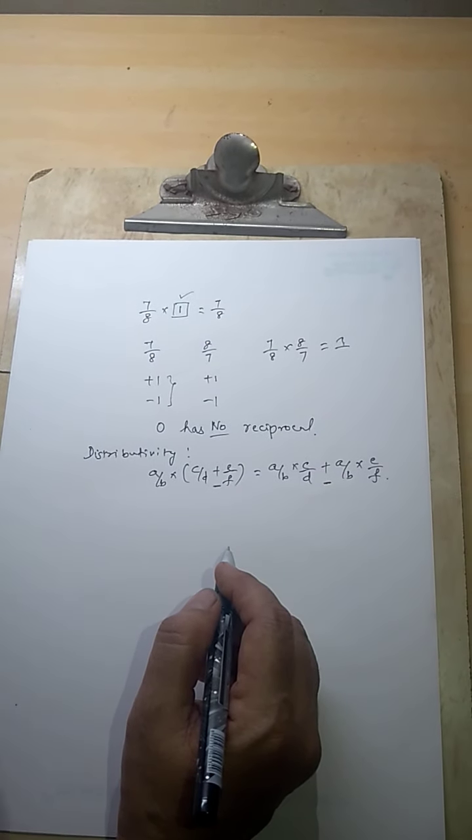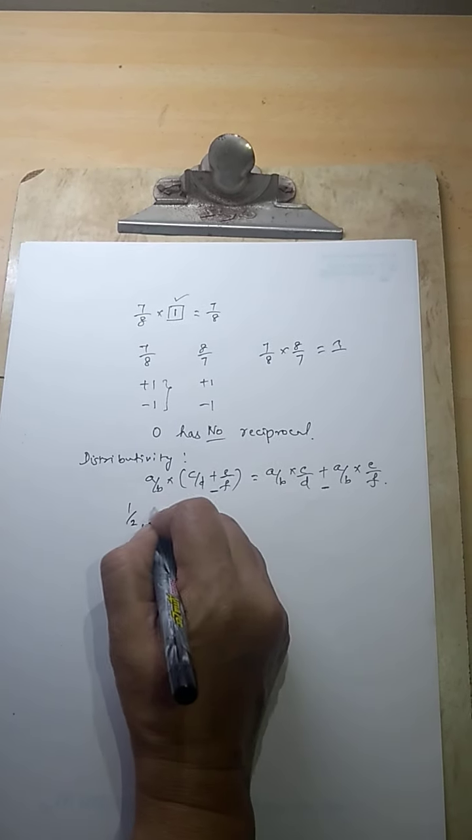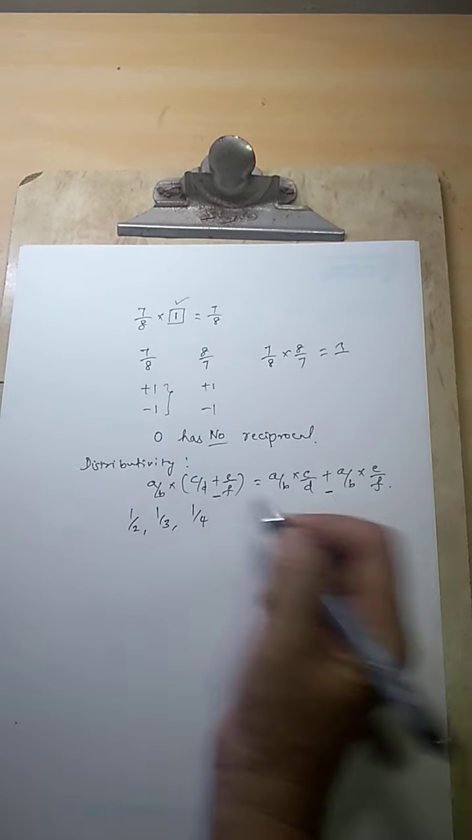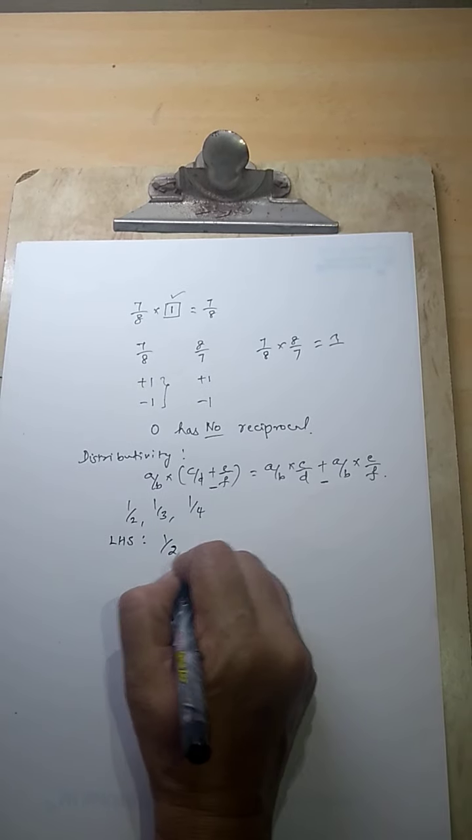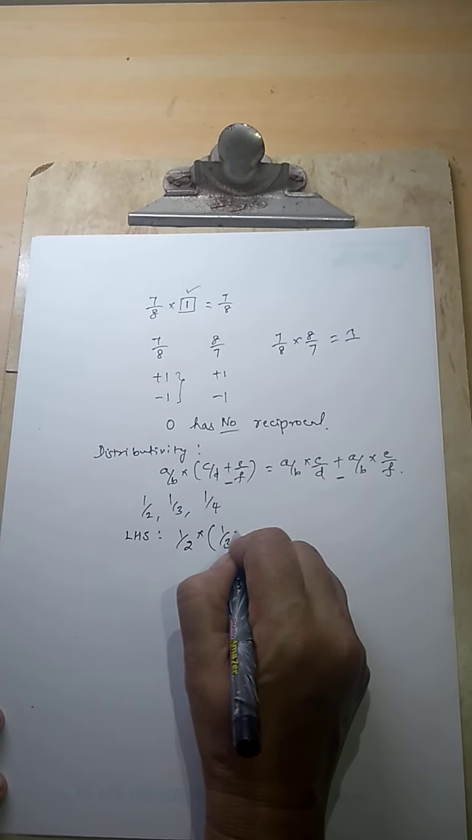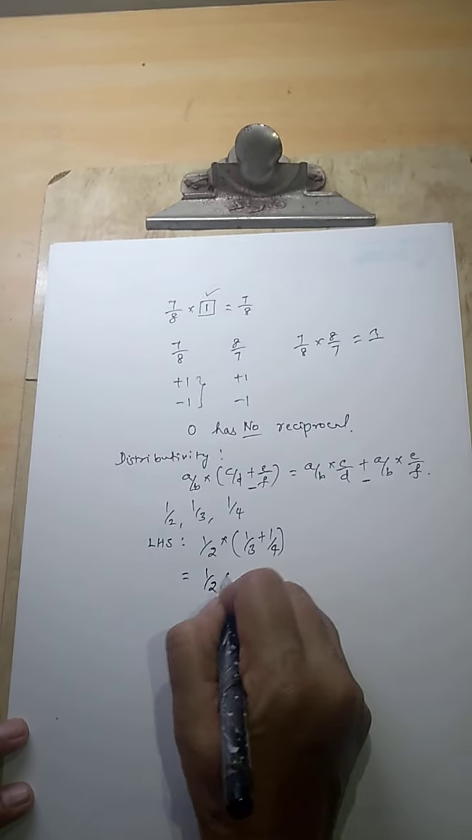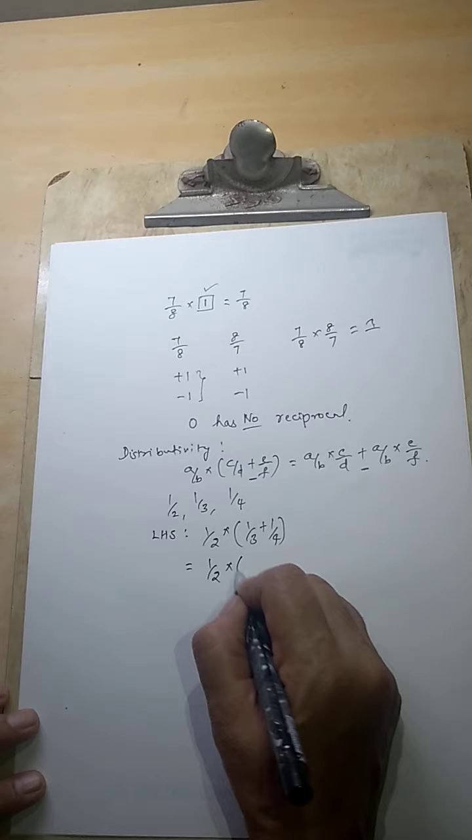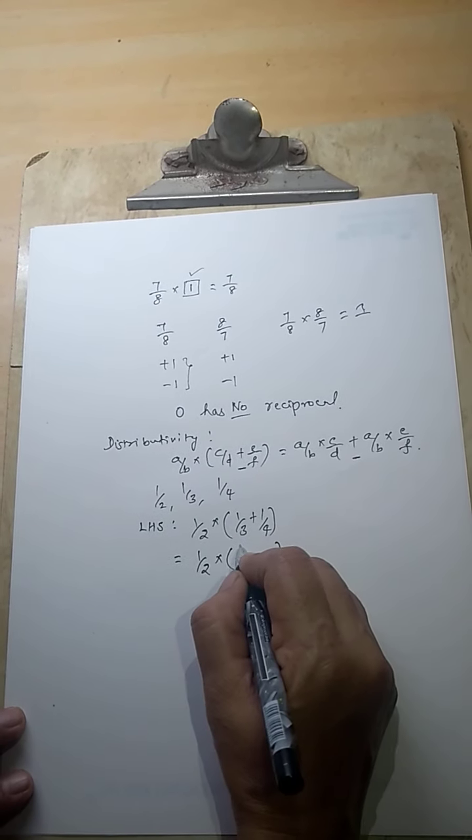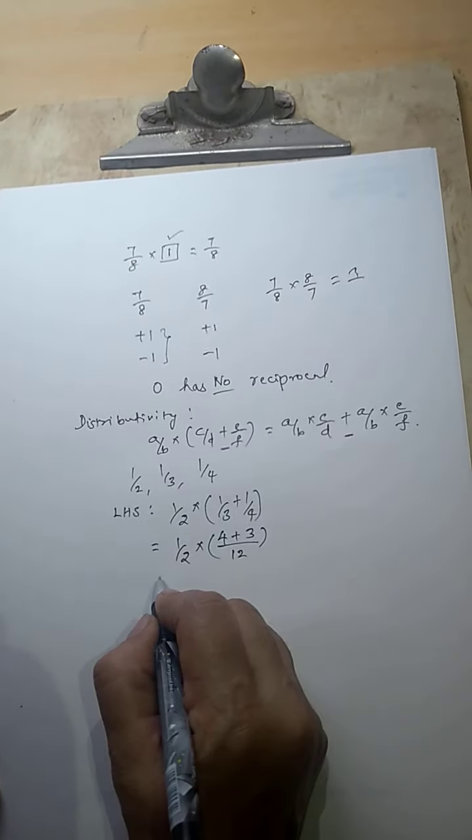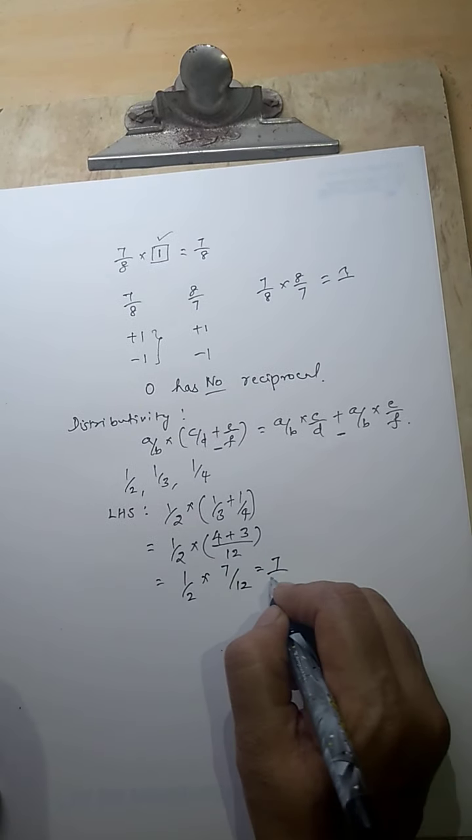So we'll take three rational numbers. We'll prove this, right? So I take 1 by 2, 1 by 3 and 1 by 4. Let me go for my LHS, which is 1 by 2 into (1 by 3 plus 1 by 4). Again you can take the LCM for this, 1 by 3 and 1 by 4, so your LCM is 12. So it is 1 into 4, that gives me 4, plus 3. So it gives 1 by 2 into 7 by 12. So it goes to 7 by 24.